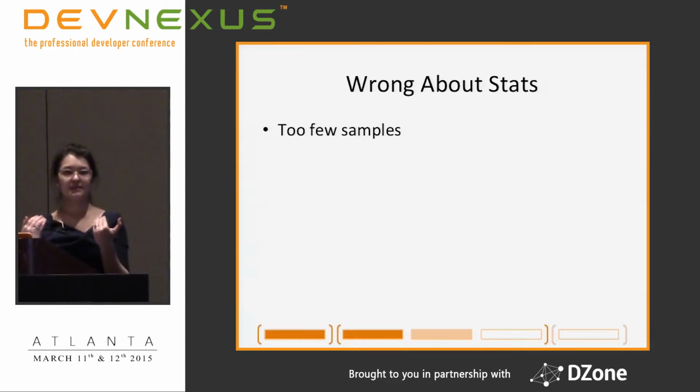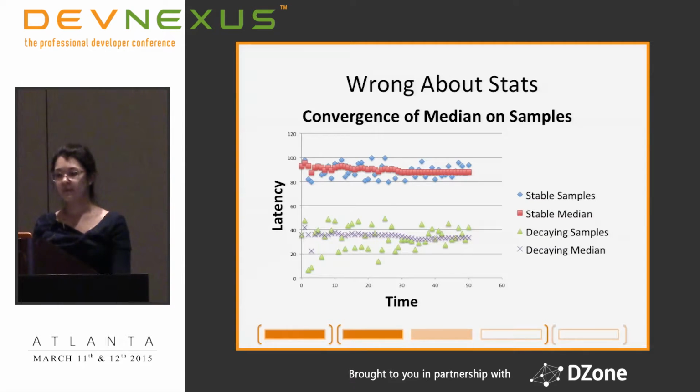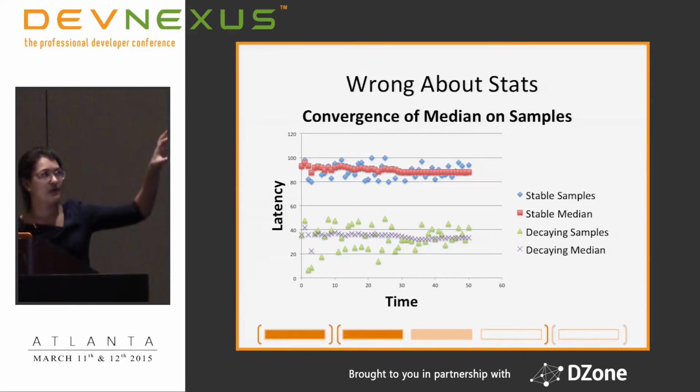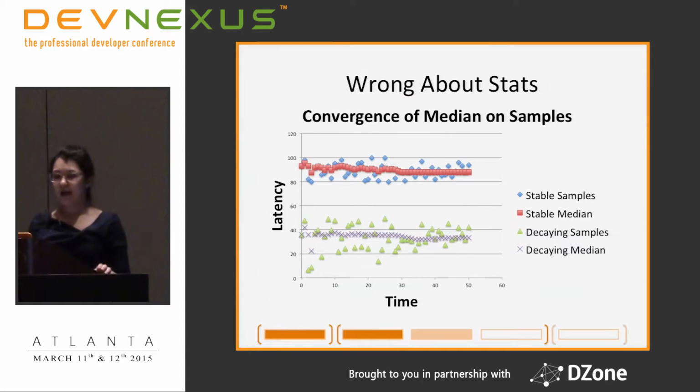So how many runs is enough? There's one way to figure this out, which is to use convergence of medians. On this plot, the x-axis is time, and the y-axis is latency. And there are two different applications. Let's focus first on the top half of the plot. Blue dots are samples that we measured, and red dots are the medians.